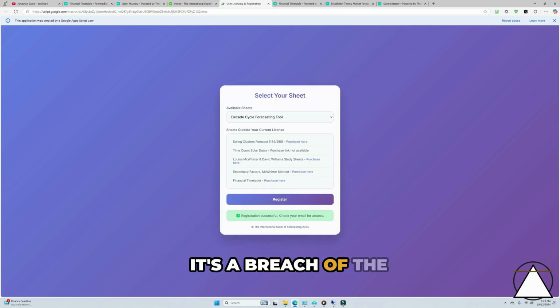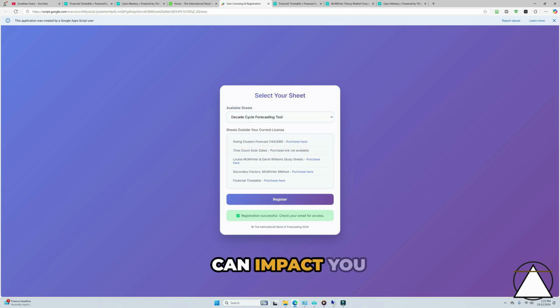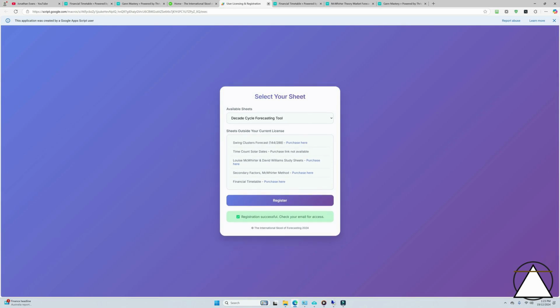First of all, it's a breach of the NDA agreement. But second of all, it's going to mean that you won't be able to update the tool, okay? So if you click share or copy, it'll actually be tagged and it can impact you updating this in the future, and we'll get notified of that. So just keep it in your drive, don't make any changes to it, don't make any changes to the name. It'll just help simplify this whole process, okay? So that's how you register.